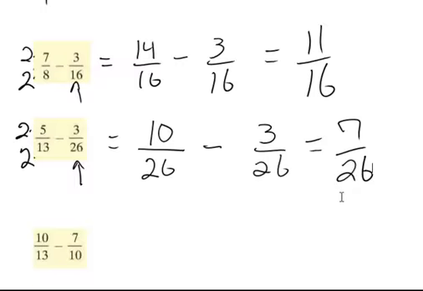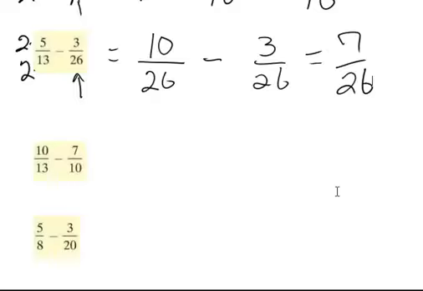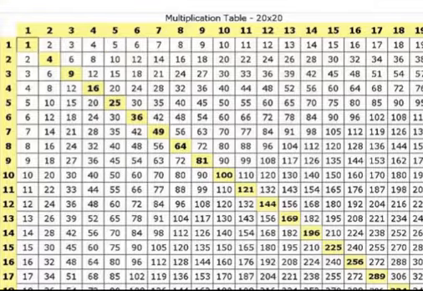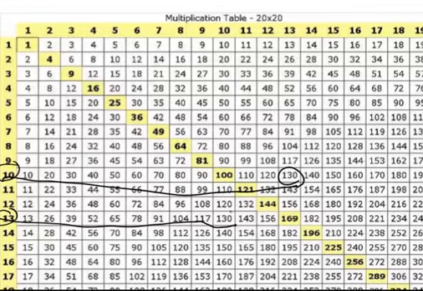All right, so for the next one that I have here, 10 over 13 minus 7 over 10. I'm going to go ahead and pull up my table here, and I'm going to take my eraser just to clean this up a little bit. But I want you to notice the two numbers that I'm looking at are 10 and 13. So here's 10, here's 13, and the first number that they both have in common is 130.